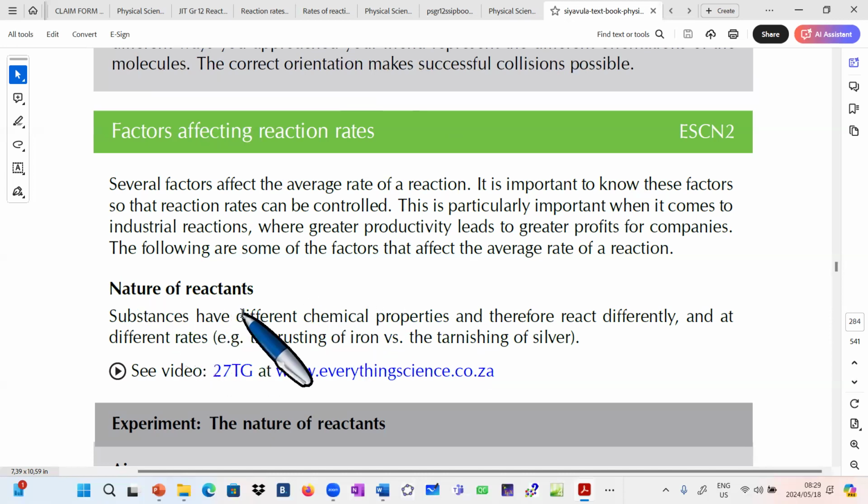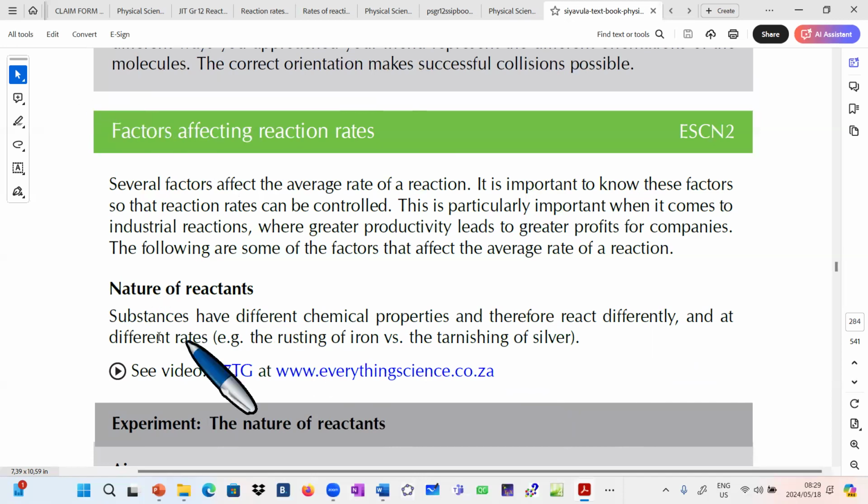So, nature of reactants. This is particularly important when it comes to industrial reactions, where greater productivity leads to greater profits for companies. The following are some of the factors that affect the average rate of a reaction. Nature of reactants: substances have different chemical properties, therefore react differently at different rates, e.g. the rusting of iron versus the tarnishing of silver.